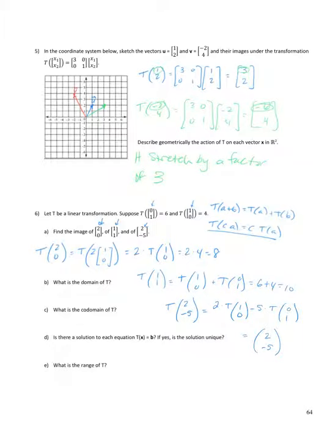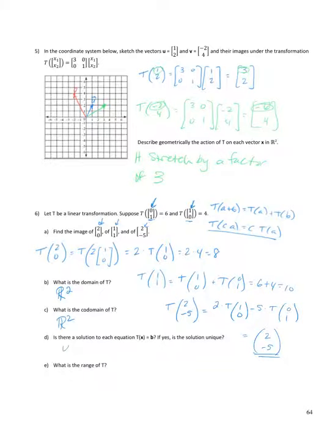What is the domain of T? The inputs for T, the transformation T, live in R2. What is the codomain? The outputs also live in R2. Is there a solution to each equation Tx equals b? Yes, there is, because any vector can be written as a linear combination of 0, 1 and 1, 0.